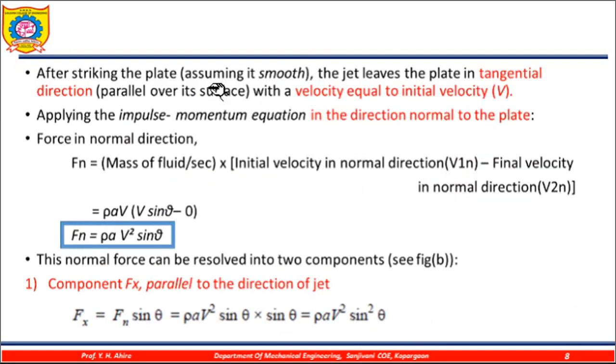After striking the plate, if you assume it to be smooth, the jet leaves the plate in the tangential direction, that is parallel over its surface, with a velocity equal to the initial velocity. Why is the outgoing velocity of the jet equal to the initial velocity? Because we are making an assumption that the plate is smooth. So the incoming velocity is equal to the outgoing velocity.